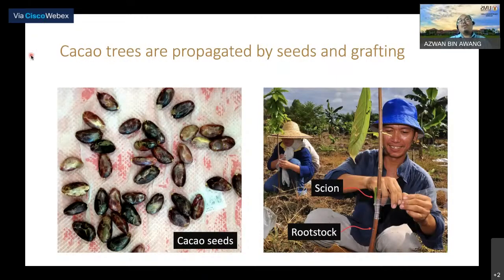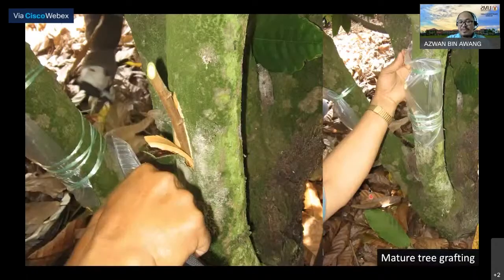All right. So how do we propagate cocoa? We can propagate using beans, and also by using grafting. We can see here that for grafting, you need a scion, or stems from a young branch from any cocoa variety that you like, and then you combine it with a rootstock. And then after that, if these scions develop and produce leaves, you can cut that off, leaving only the scions, right?